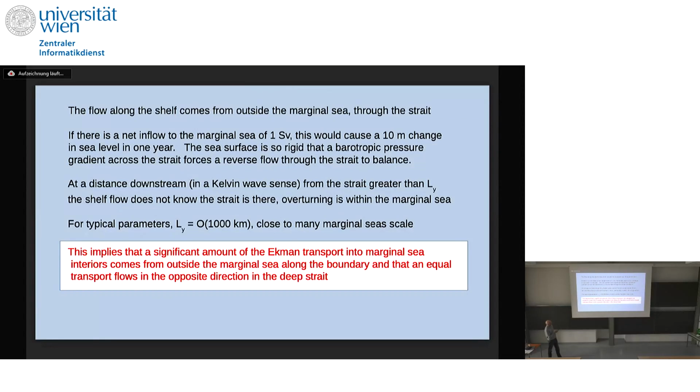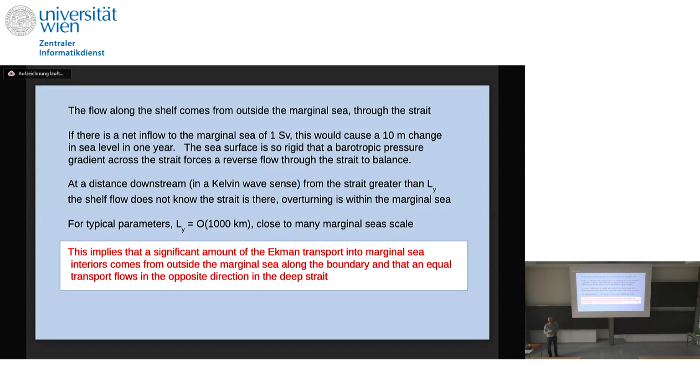So here's the takeaway. If you remember nothing else from today, this is the main point. Flow on the shelf comes from outside the marginal sea through the strait. Let's say that was all that was going on: you're just sending water out, or just bringing water in. The magnitude of the Ekman transport is on the order of a sverdrup, as I showed for the Nordic Seas. If you have a sverdrup imbalance in the mass flux for a year, a seasonal forcing timescale, the sea surface height is going to change by something like 1 to 10 meters, depending on how big your basin is.